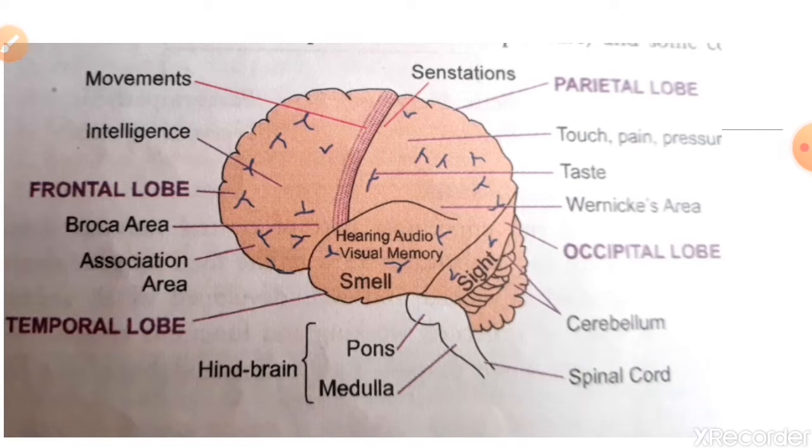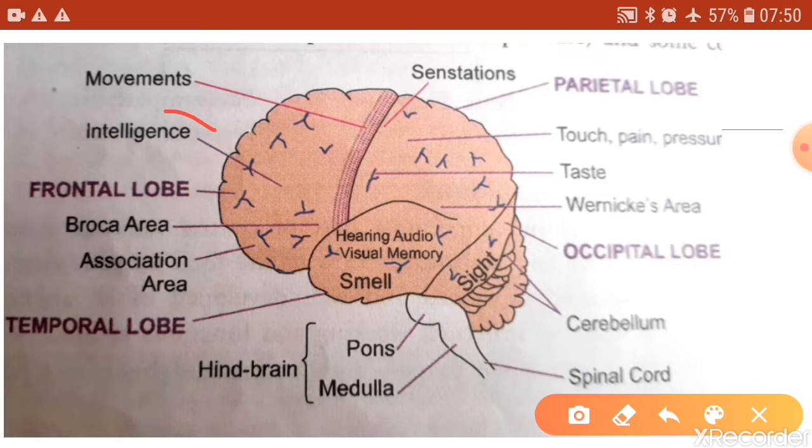Important functions performed by the cerebrum, which is a part of the forebrain: the cerebrum is the center for intelligence, lying in the front part of the forebrain. The cerebrum also has control centers for various kinds of movements, both voluntary as well as involuntary, like the movement of facial muscles, chewing, and the movement of your lips. These are all controlled by the centers present in the forebrain.